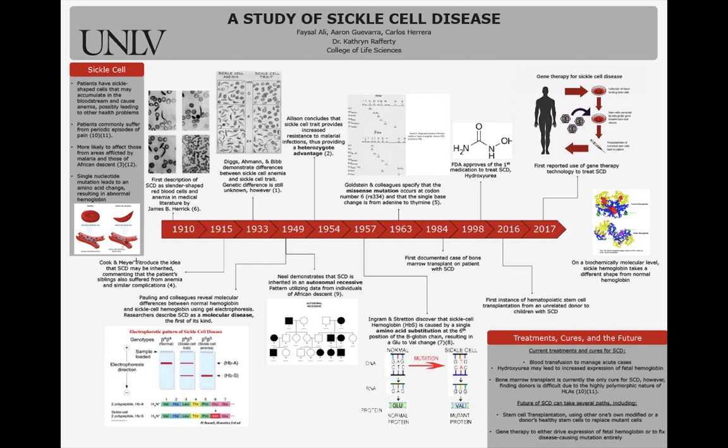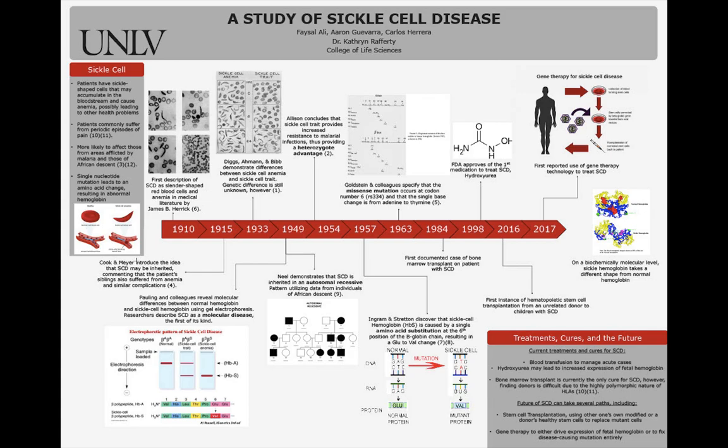In 1957, using gel electrophoresis and chromatography, Ingram and Stratton discovered that the sickle cell hemoglobin was caused by a single amino acid substitution at the sixth position of the beta globin chain. The substitution resulted in glutamic acid being substituted for valine, therefore altering the protein structure of beta globin chains.